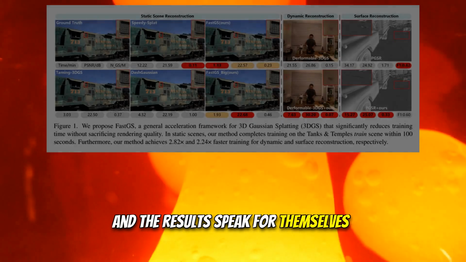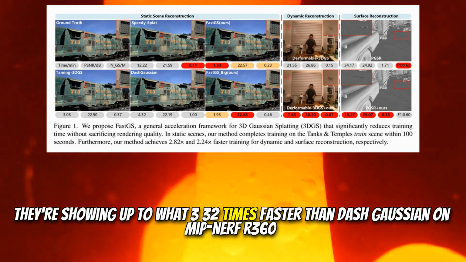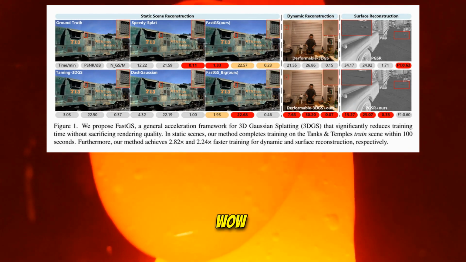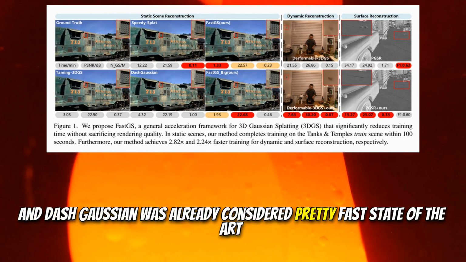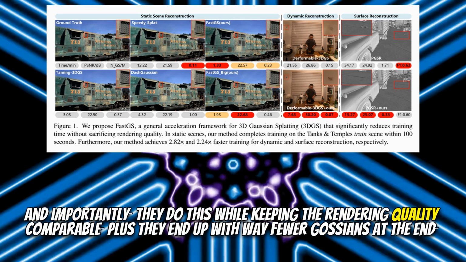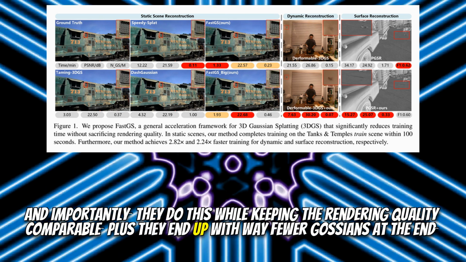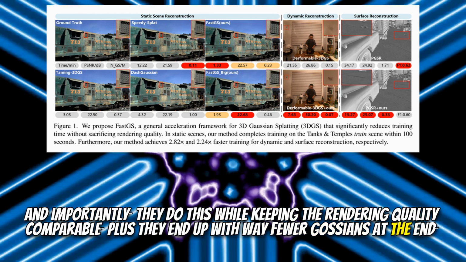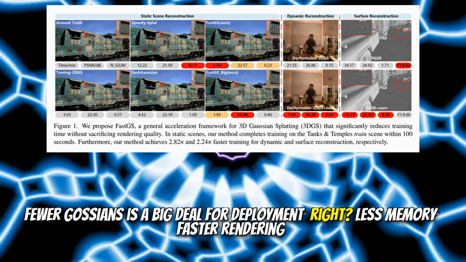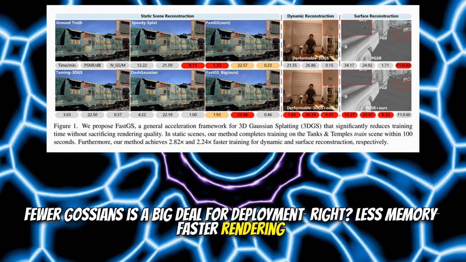Exactly, and the results speak for themselves. They're showing up to 3.32 times faster than Gaussian on Mip-NeRF 360. Wow, and Gaussian was already considered pretty fast state-of-the-art. Right. And importantly, they do this while keeping the rendering quality comparable. Plus, they end up with way fewer Gaussians at the end. Much more compact model. Fewer Gaussians is a big deal for deployment, right? Less memory, faster rendering. Definitely.